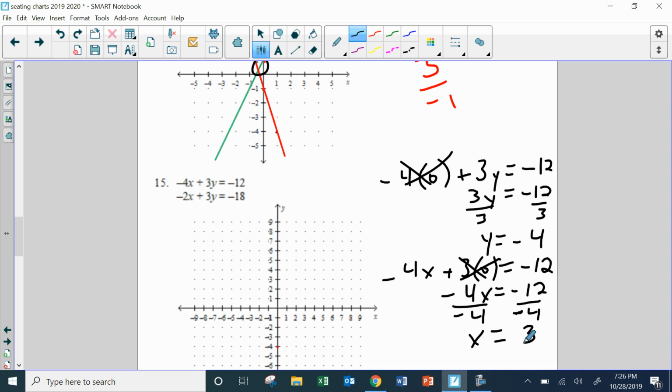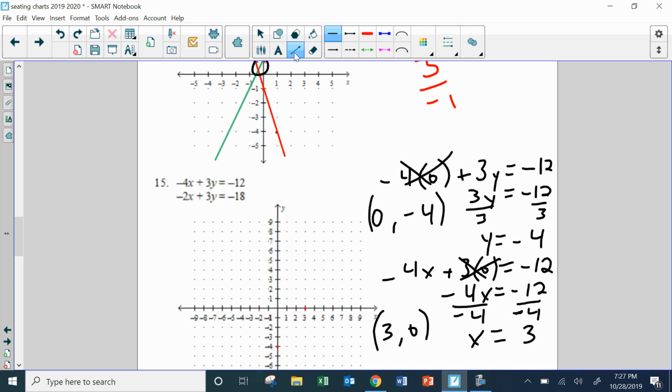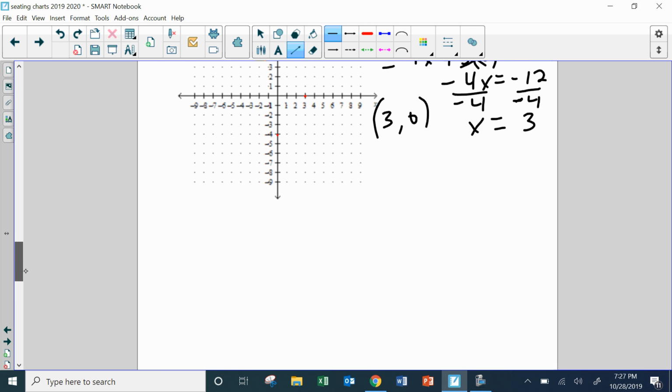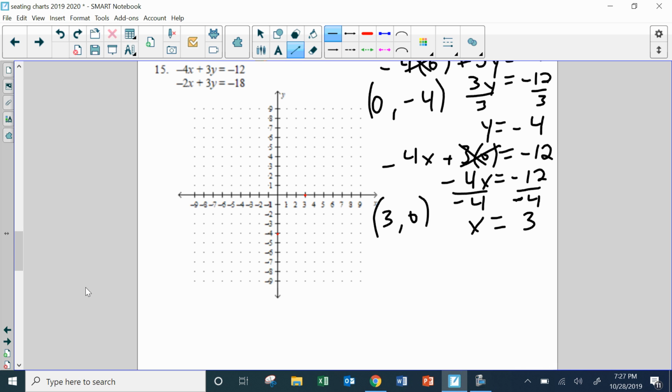So my second point, so this point up here was 0, -4. This point down here is going to be 3, 0. Right, so now I'm going to come up here and make this point 3, 0 right here with my little pen tool. So I have these 2 points. I'm now going to draw the line for those 2 points. Actually, I'm going to scroll down a little bit. There.